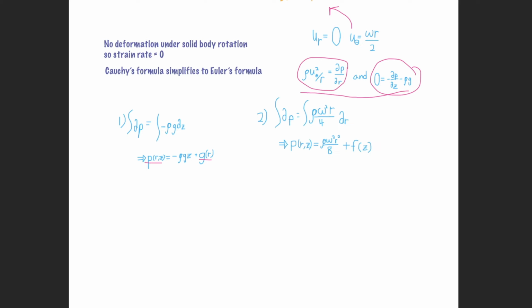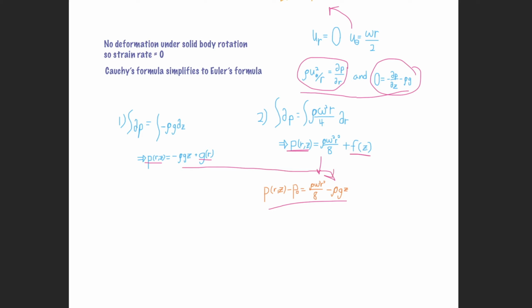So we perform a separation of variables, we take our partial integral, and we end up with pressure as a function of r and z equal to density times gamma squared r squared over 8 plus some unknown function f of z. Now, when these two are consistent with one another, we wind up with this function right here, right? So you can see that this component goes here, and this component goes here.